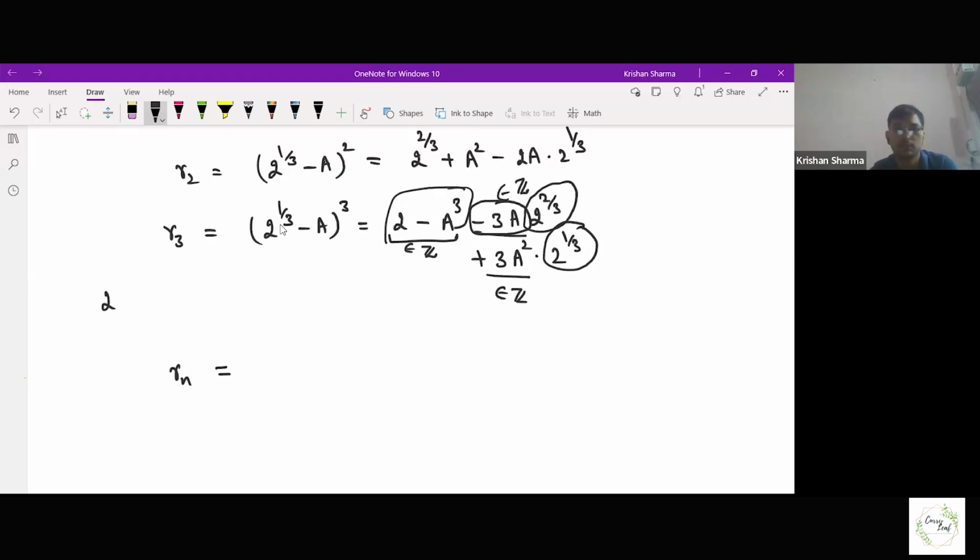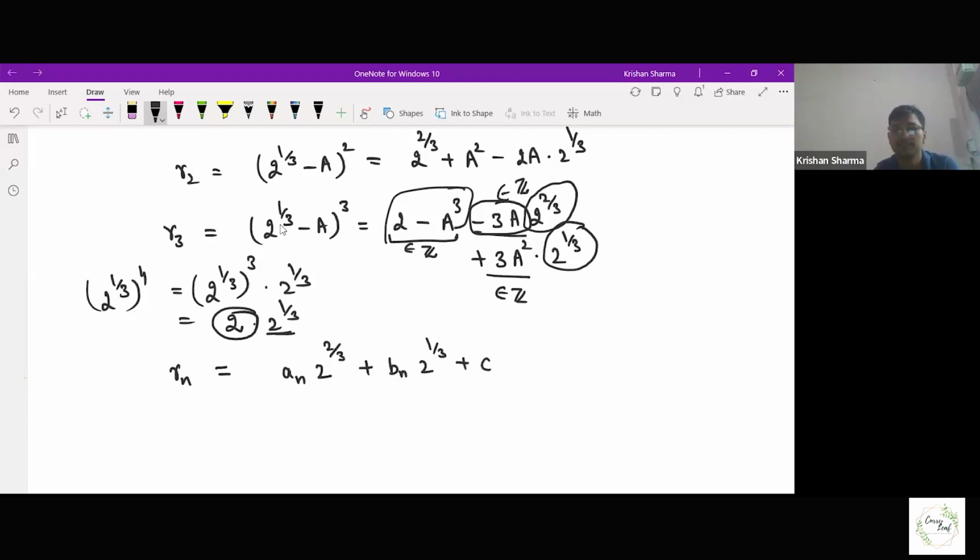So if you take 2 raised to power 1 by 3 and do the power 4, what will that become? It's 2 raised to power 1 by 3 cubed into 2 raised to power 1 by 3. So that will be again an integer. That will be 2 into 2 raised to power 1 by 3. Okay. So that's why I'm writing Rn as An 2 raised to power 2 by 3 plus Bn 2 raised to power 1 by 3 plus Cn, where An, Bn, Cn belong to integers.